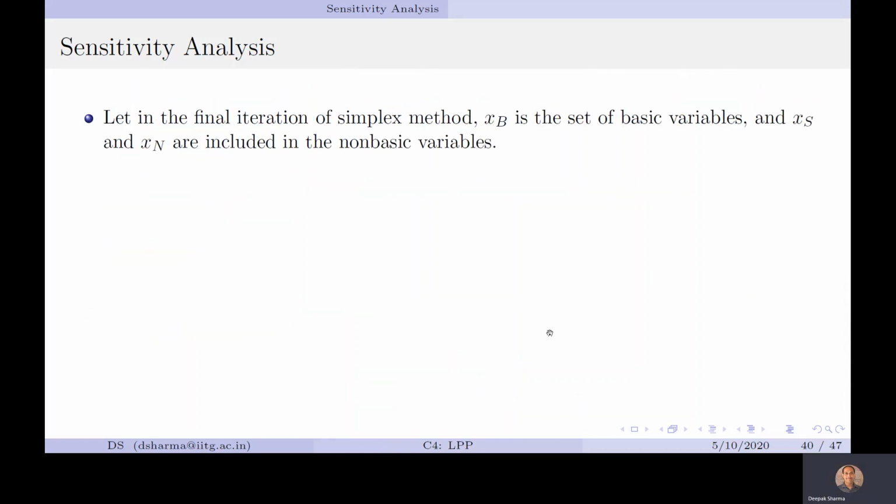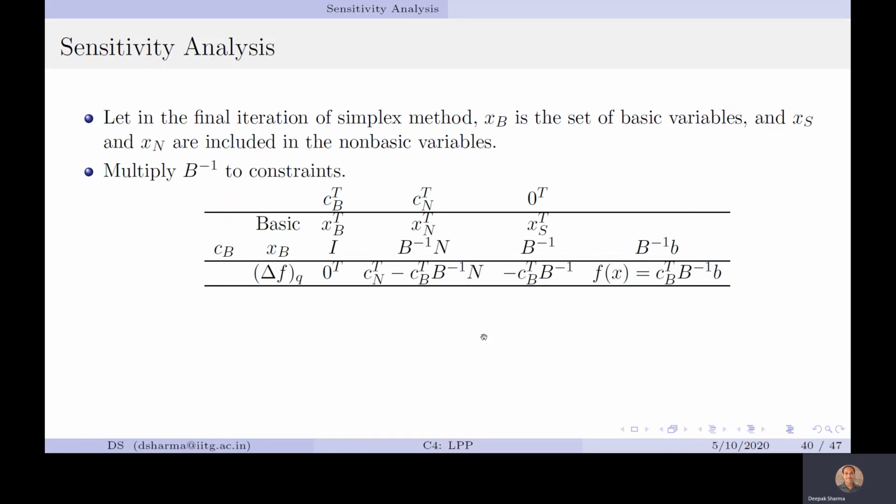Let in the final iteration of the simplex method, XB be the set of basic variables, and XS and XN are included in the non-basic, and this is what we did in the simplex method. So if I have to make XB a basic variable, under XB, the columns corresponding to the basic variables should become columns of the identity matrix. It is only possible if I multiply this third row with B inverse.